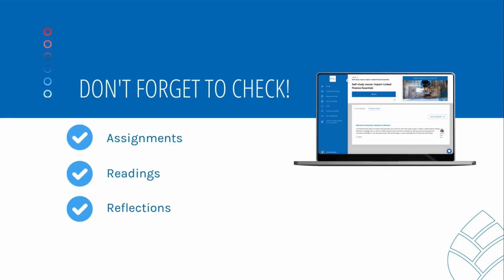We've taken a closer look at how impact-linked finance moves from design to practice. To deepen your understanding, make sure to engage with the assignments, readings, and reflections. This sets the stage for what's next. Seeing ILF in action.